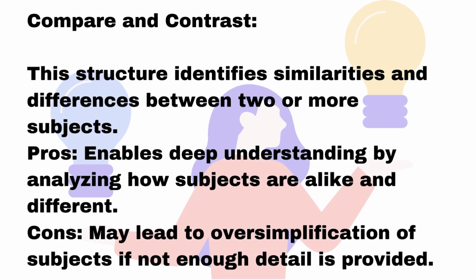Compare and contrast. This structure identifies similarities and differences between two or more subjects. Pros. Enables deep understanding by analyzing how subjects are alike and different. Cons. May lead to oversimplification of subjects if not enough detail is provided.